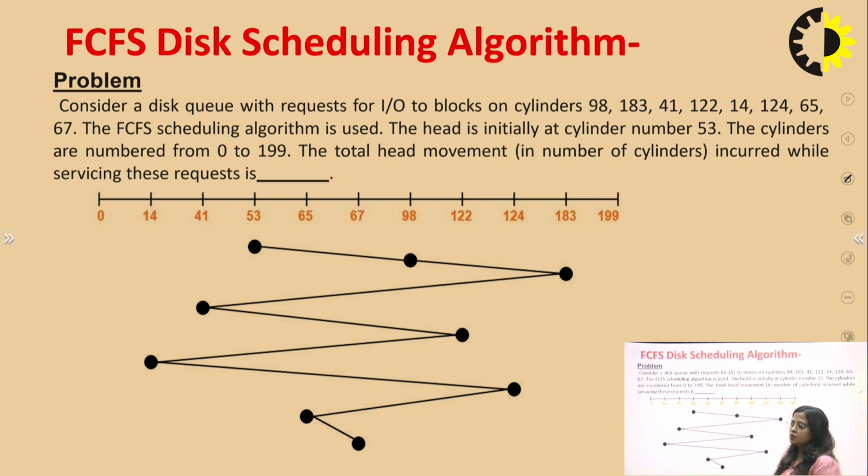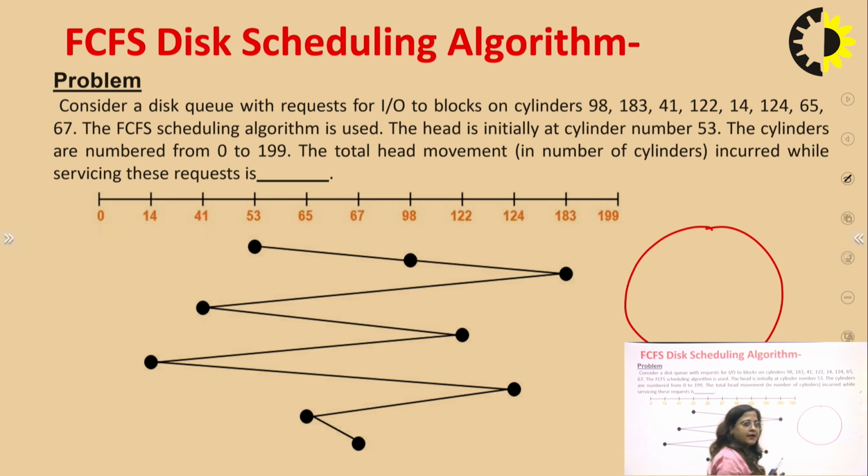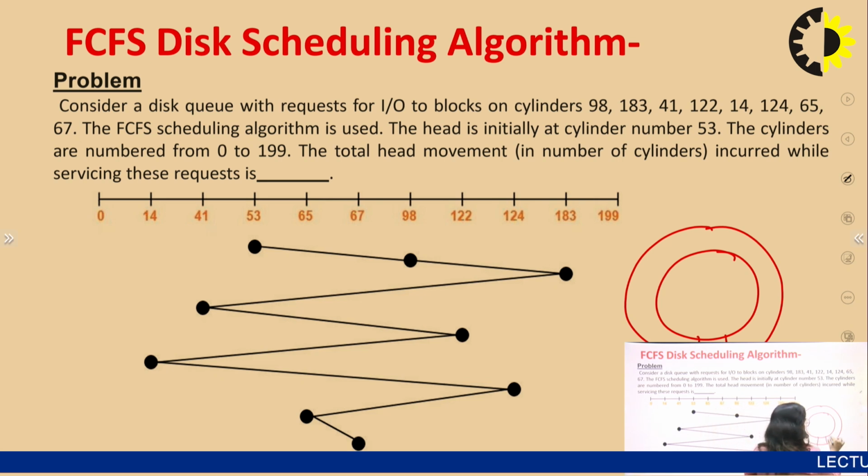Let's suppose your disk looks like a circular form, like simple. It is a simple one track, and this track is divided into a number of sectors like this.